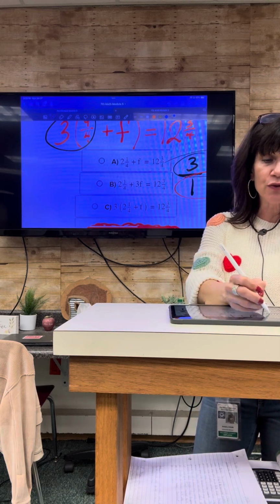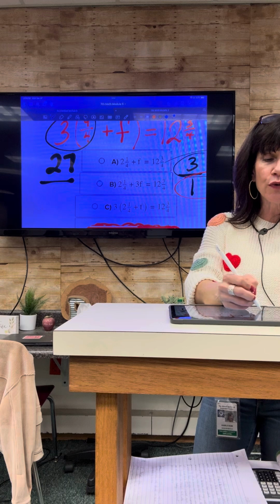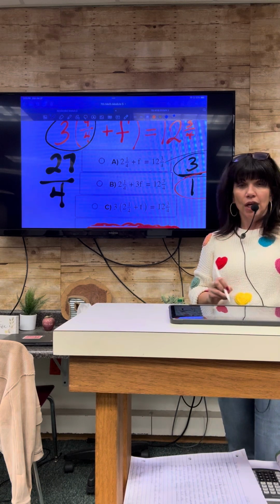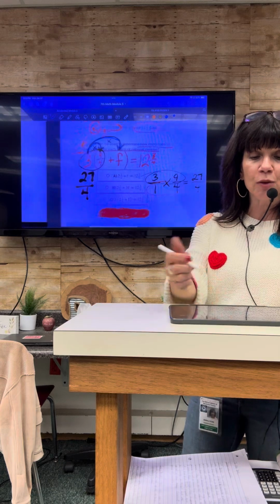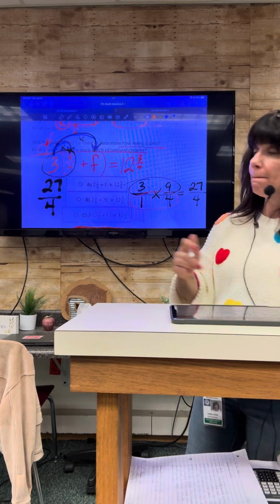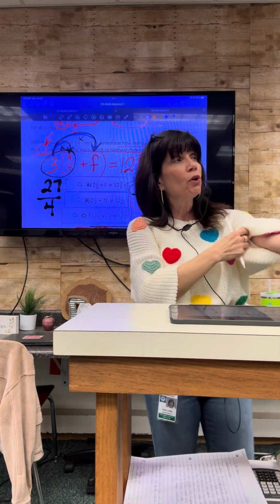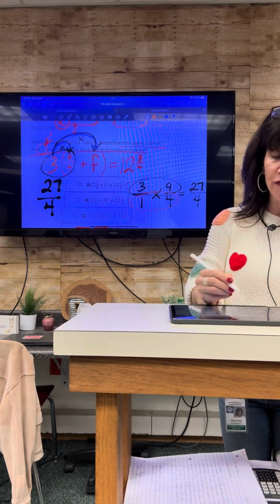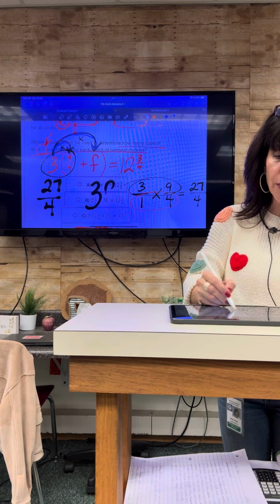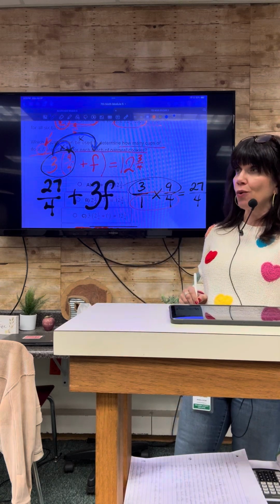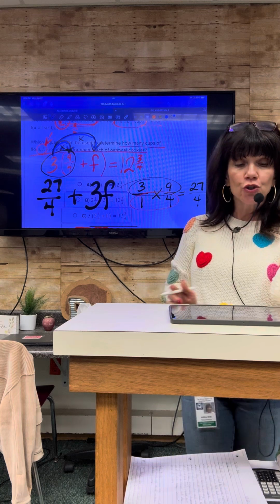27/4. Everybody please write 27/4. Any questions on how we got 27/4? Okay, now we're going back to multiply 3 times what? 3 times f, which will equal what? 3f. Is it a positive 3f or a negative 3f? Positive, so it gets a plus sign. Do you follow why? Okay.